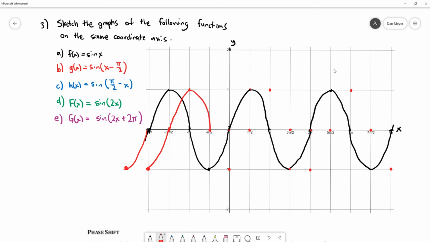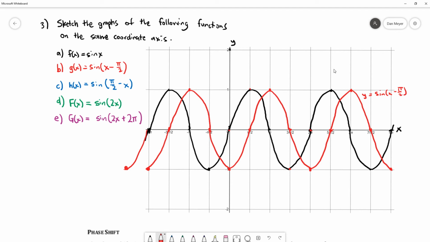All right. So the adding and subtracting on the inside corresponds to shifting horizontally. And again, you kind of shift the opposite direction. That seems intuitive. All right, so there's our graph of y is equal to sine of x minus pi over 2.